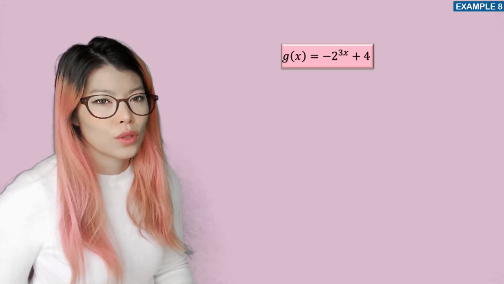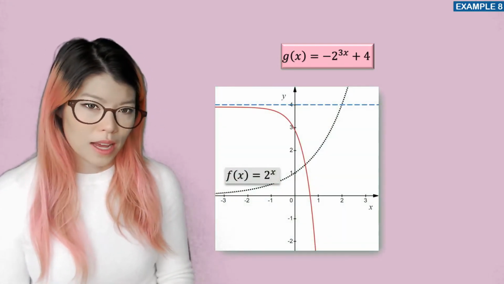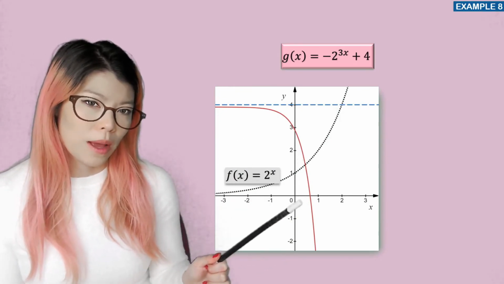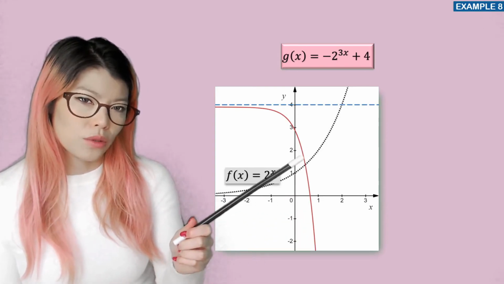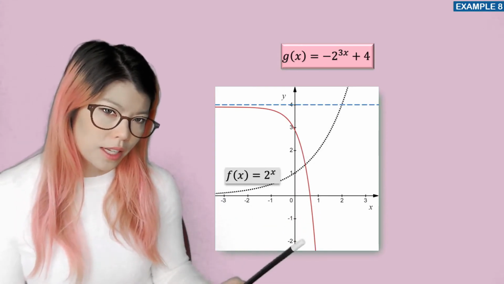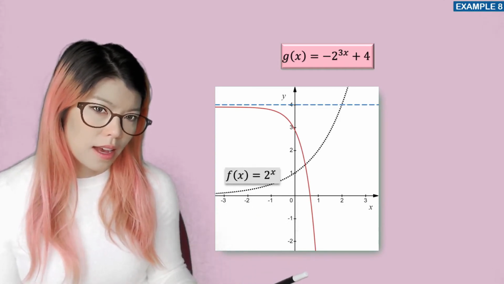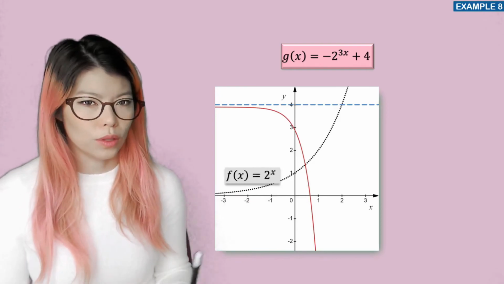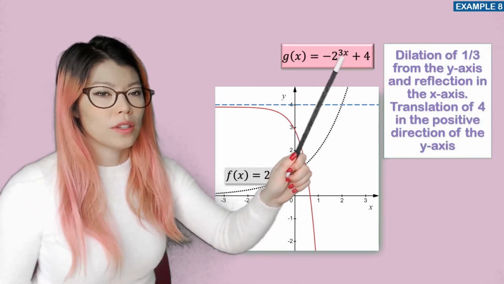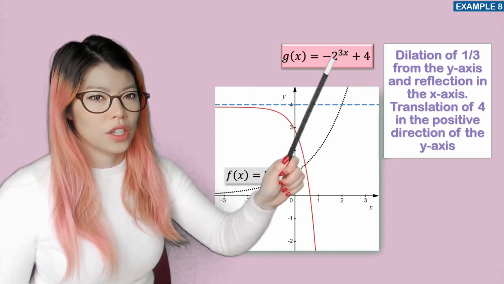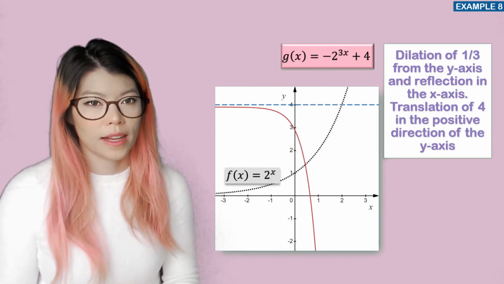Example 8. So here we have negative 2 to the 3x, like we've seen before, plus 4. What would that look like? So it looks like the graph before, but now we're moving the whole thing up by 4. So that's 2 to the x. Minus 2 to the x means it's going to look like it's down here. And minus 2 to the 3x means it curves even faster. And then moving it all up by 4 would look like this red line over here. So now it's a dilation of a third from the y-axis, a reflection in the x-axis, and a translation 4 in the positive direction of the y-axis, or 4 up.